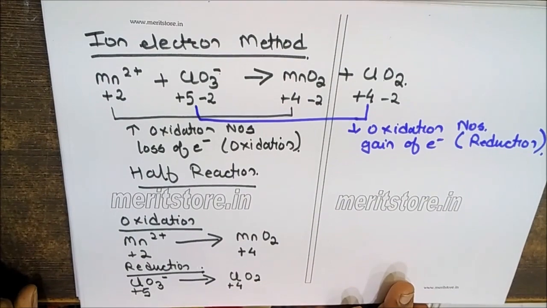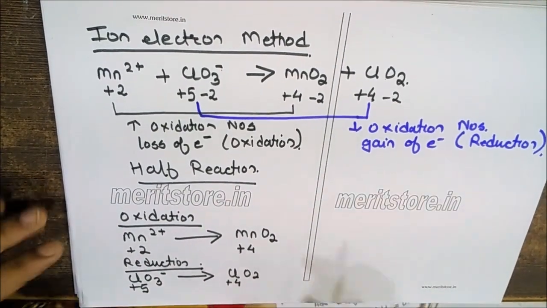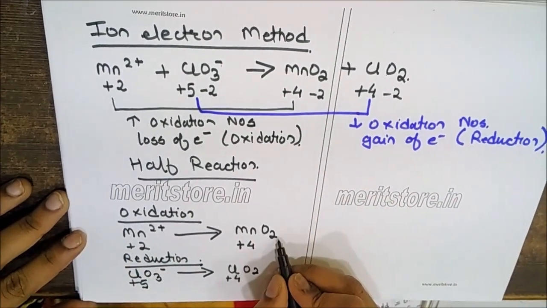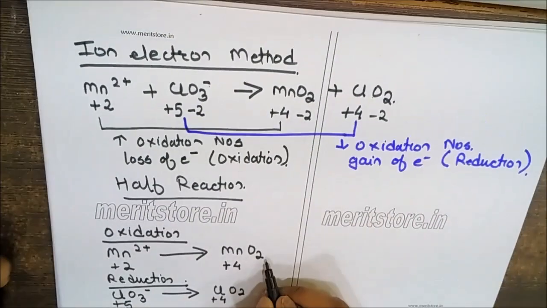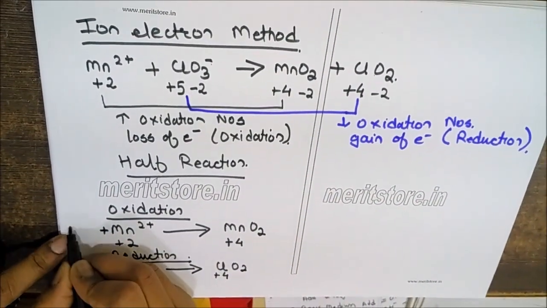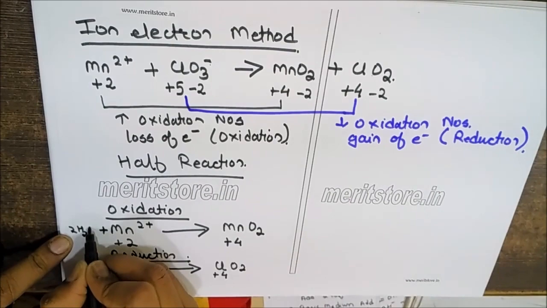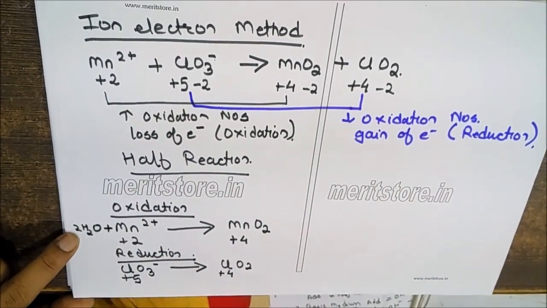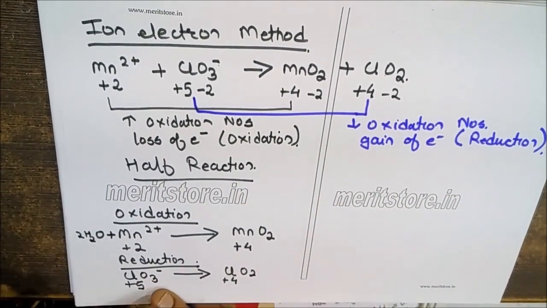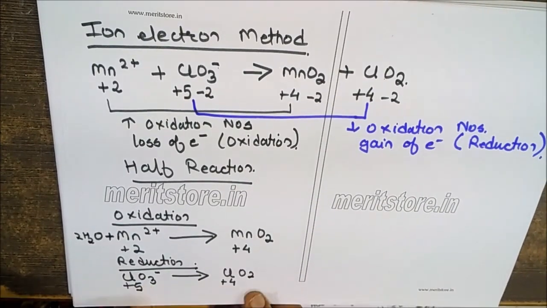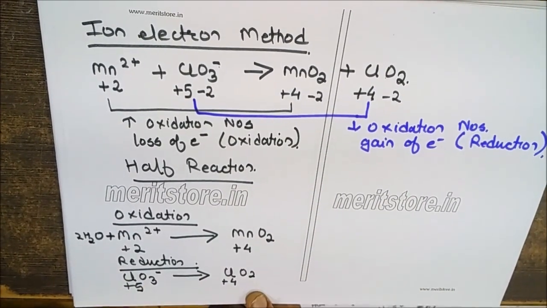So now again we need to balance the number of oxygen atoms. So how many oxygen atoms on my right hand side? 2. So here there are 2 atoms less. So I am going to add 2 water molecules over here. Okay, same way here. Here how many oxygen atoms are there? 3. And here there is 2.